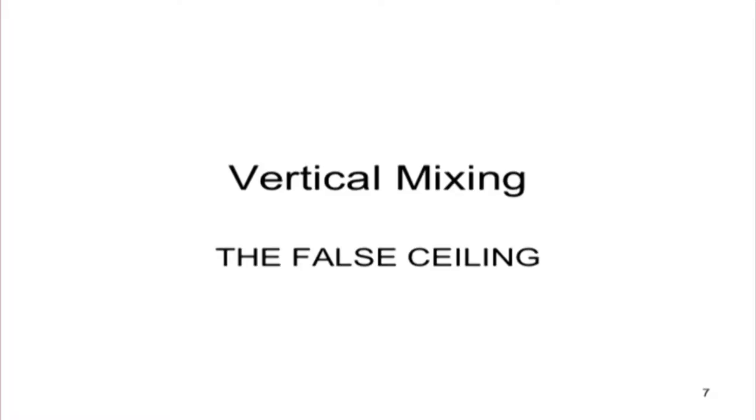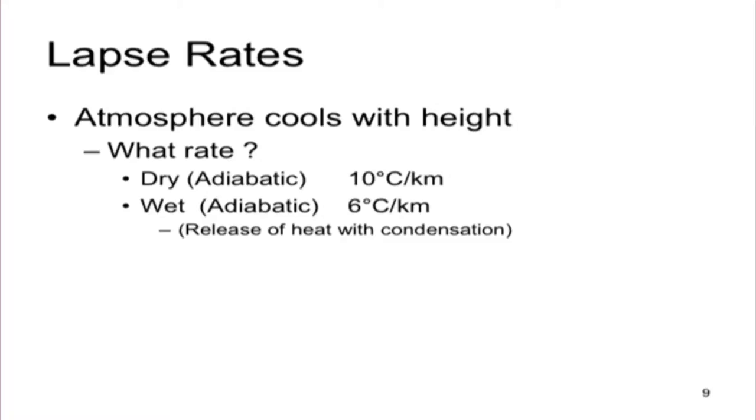Okay, vertical mixing. We said the false ceiling. In this room over here, there's a pakka ceiling here, here, here, here. But in the atmosphere, how high is the ceiling, is there a ceiling? That's going to decide how much volume is available for the mixing to take place and therefore the dilution of a particular pollutant.